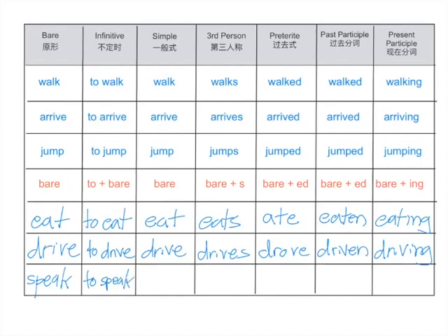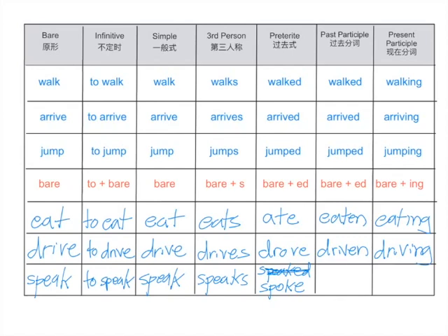The simple form is speak. The third person is speaks. But again, once we get to the preterite, it stops following the rule. If it followed the rule, the preterite form would be speaked, but it is spoke.